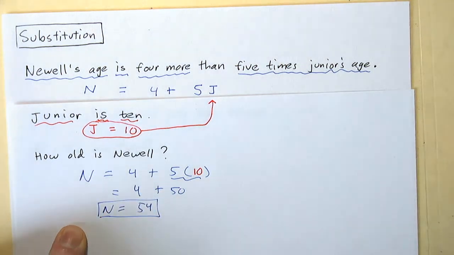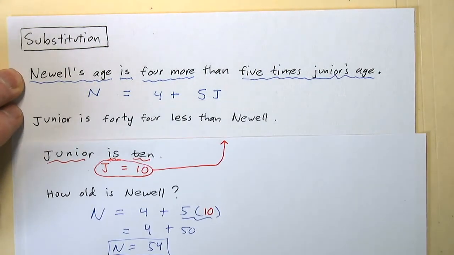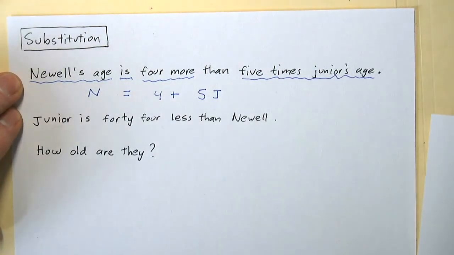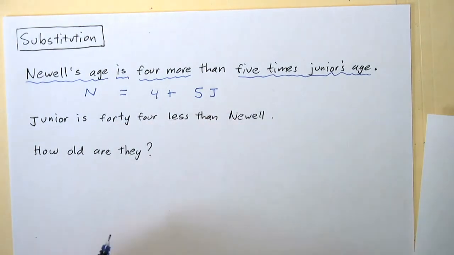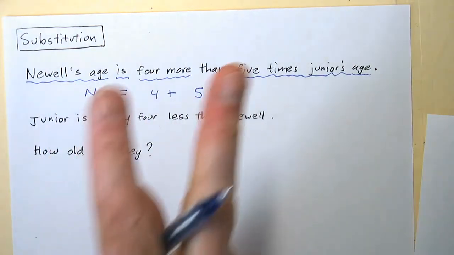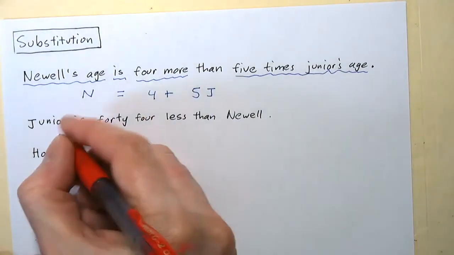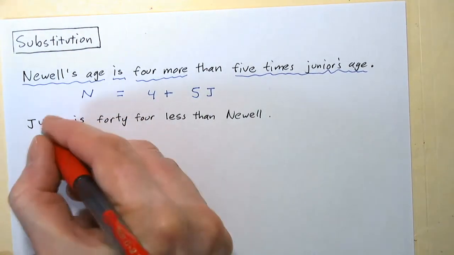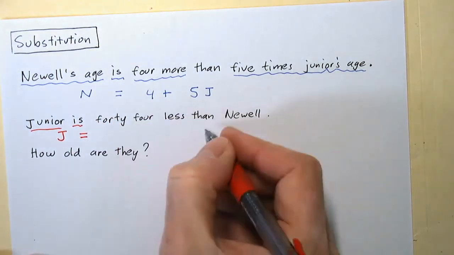But let's make it a little more complicated. Let's change this. Let's say it's more of a mystery. Let's say Junior is 44 less than Newell. How old are they? I want to know both their ages. So we have 2 things to solve for. So once again, let's write his equation. Junior, how about J for Junior, equals 44 less than Newell.